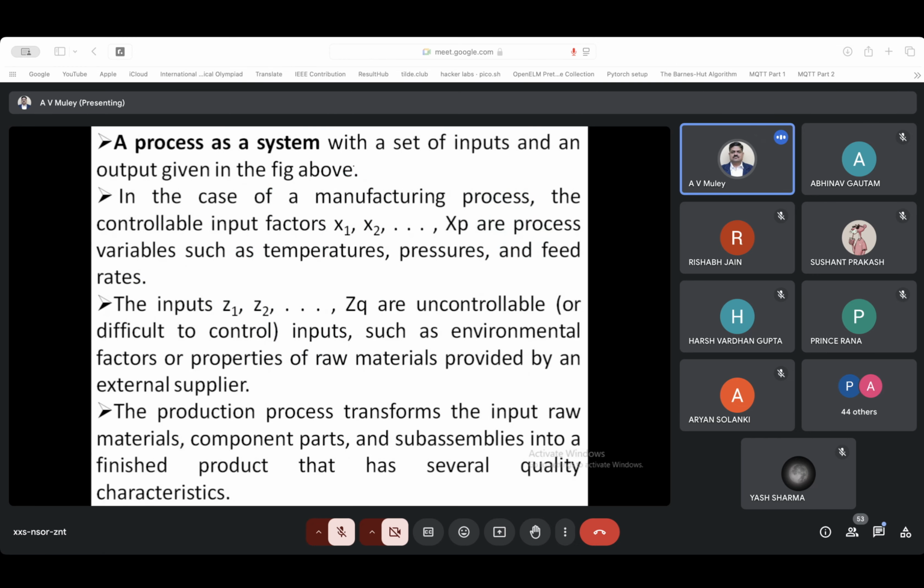A process as a system with a set of input and output is given in the figure above. I showed you that in the figure. In the case of a manufacturing process, the controllable input factors x1, x2, xp are process variables such as temperature, pressure, and the feed rate. The inputs Z1, Z2, Zq are the uncontrollable or difficult to control inputs such as environmental factors or the properties of raw material provided by an external supplier.